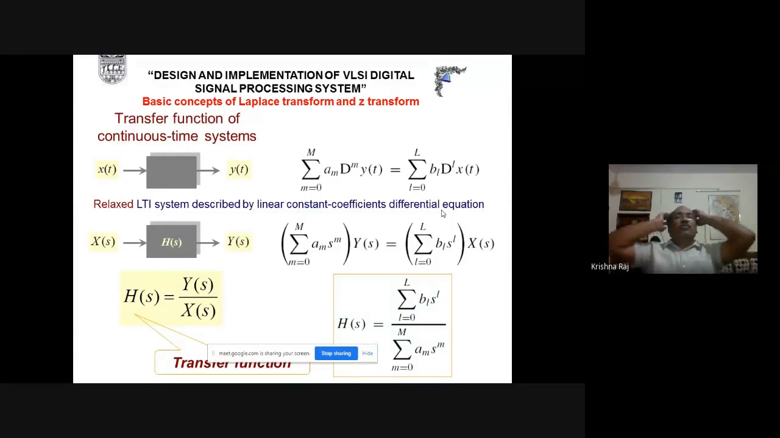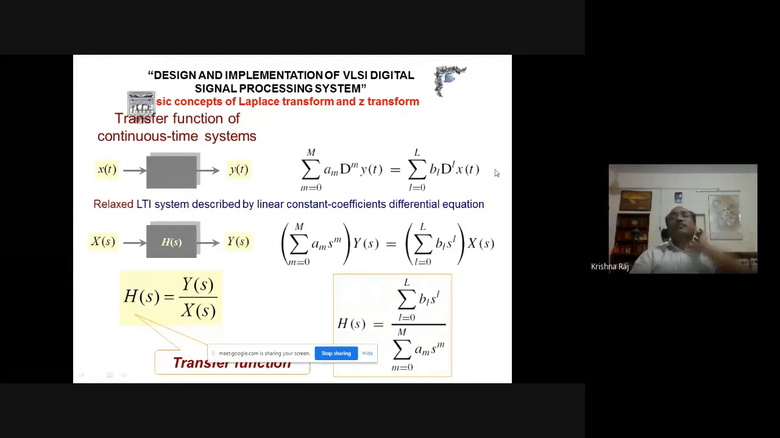Because in this one, what is happening? Whatever the output y(t) is, it will depend upon the processing of the system on x(t) as well as the previous output, because y(t) will be represented as 1 by a naught, and suppose a naught is 1. At that time, y(t) is equal to this term minus the same term, but here the limit of m will start from 1 to M. So it will depend upon the operation of the input as well as the previous output.